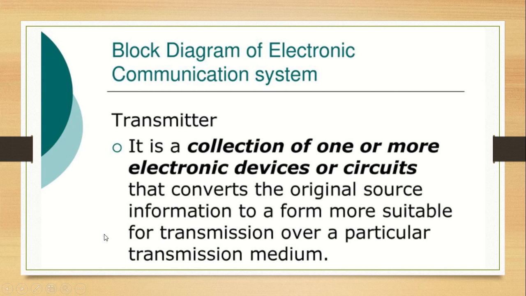All right. So the transmitter, in the block diagram that has been shown a while ago, is a collection of one or more electronic devices or circuits that converts the original source information to a form more suitable for transmission over a particular transmission medium.